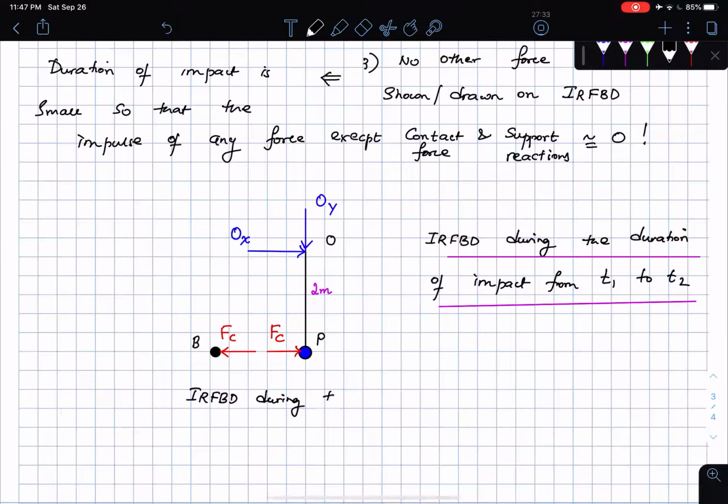During the duration of impact, notice that gravity is not put in here, because it is not an impact relevant force. The impulse afforded by gravity is very, very small for the reasons that we just discussed. So we will not be putting that here.